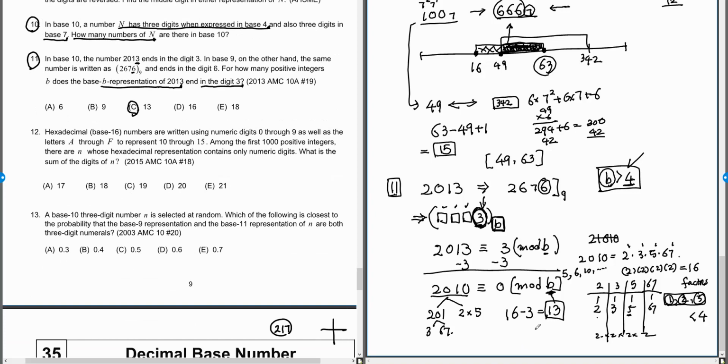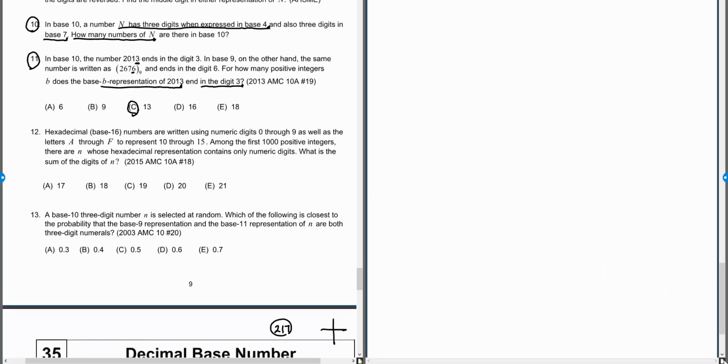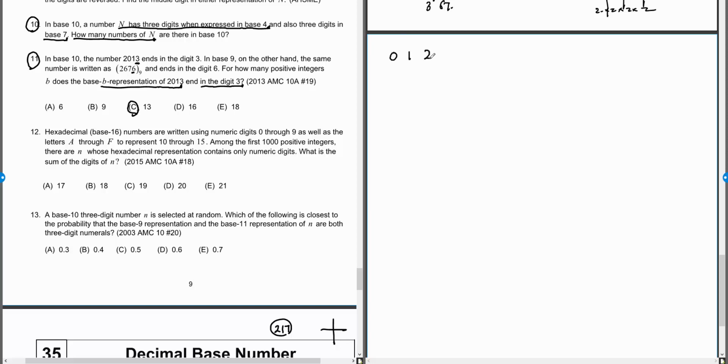Alright, the next one is hexadecimal. Base number 16 numbers are written using numeric digits 0 to 9. You know that: 0, 1 to 9. The next is 10, right? This one cannot be 2 digits, right?